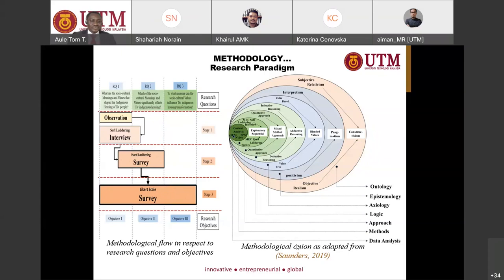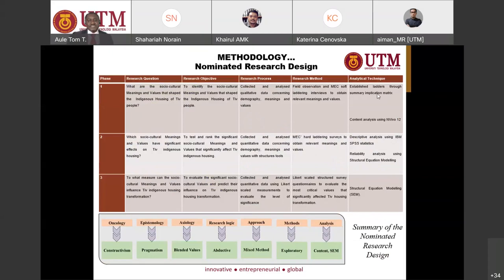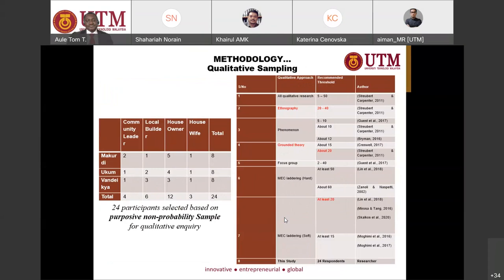So this is the nominated research design. These are the research questions, the research objectives, the process and methodology for each of the phases, listed here. In the first phase, which is the qualitative approach, 24 participants were interviewed, representing three local government areas of Benue State.